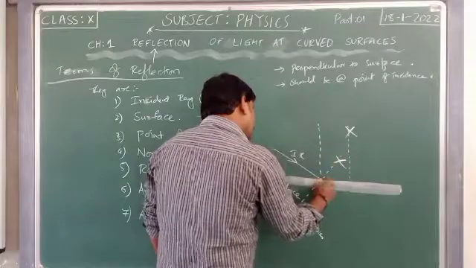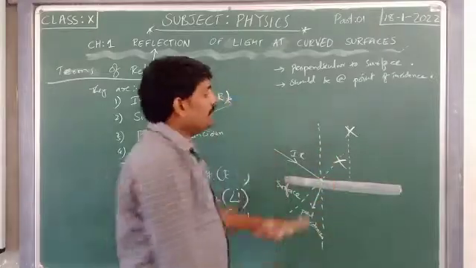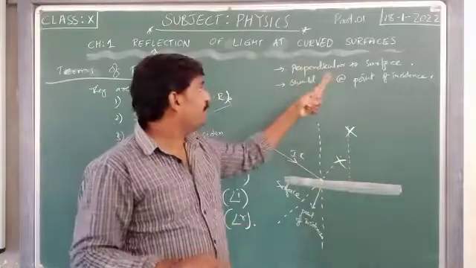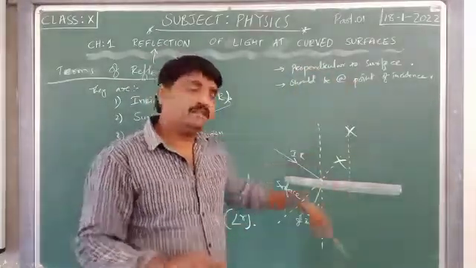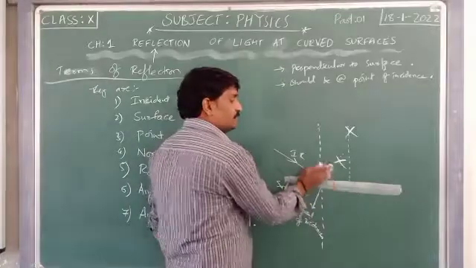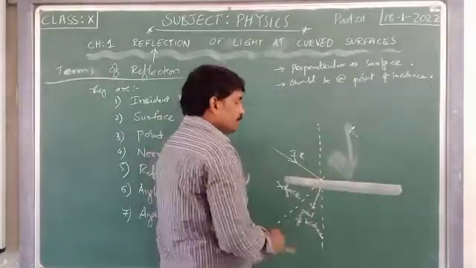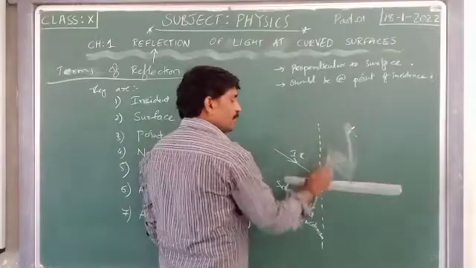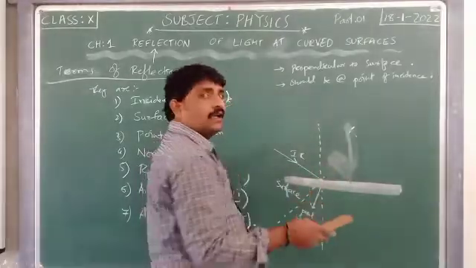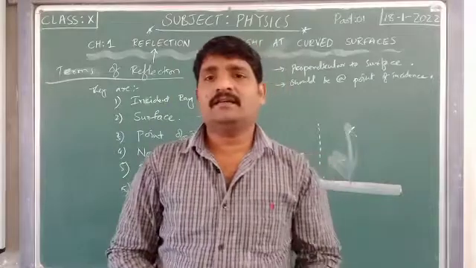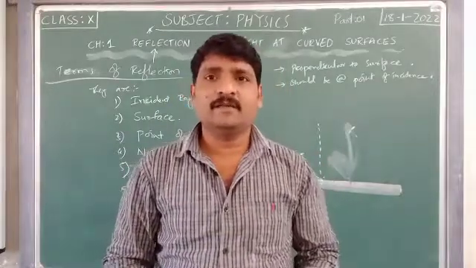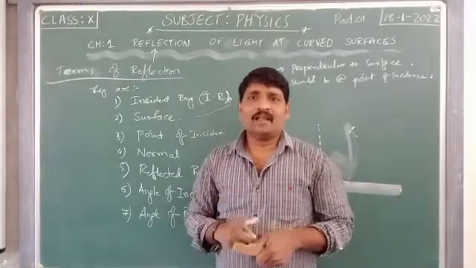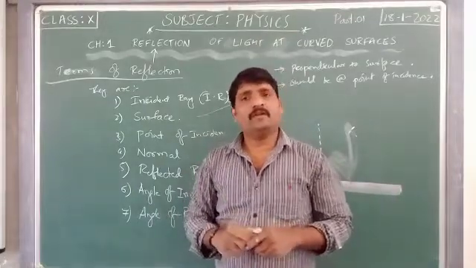To know about the normal, first condition, it should be perpendicular to the surface, and it should be at the point of incidence. The normal should be drawn at the point of incidence. I hope you understood. So this cannot be normal, this cannot be normal. This is a normal, where it is perpendicular to the surface, as well as drawn at the point of incidence. Normal is an imaginary perpendicular line drawn to the surface at the point of incidence.